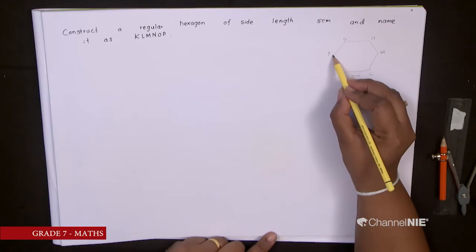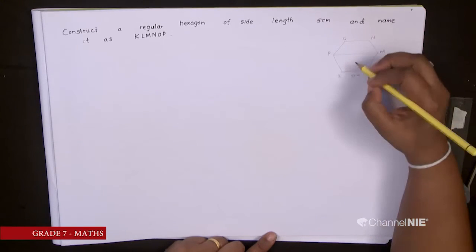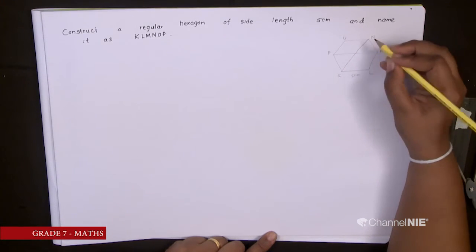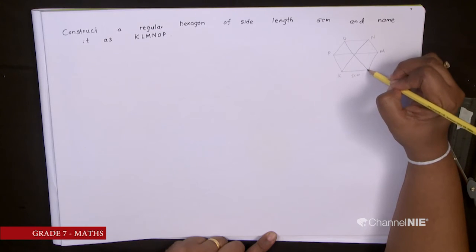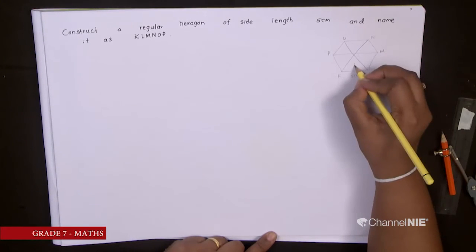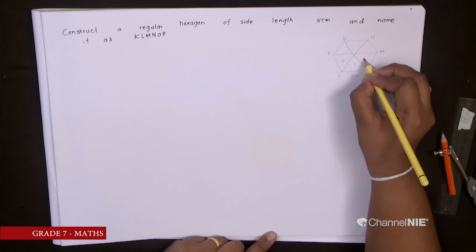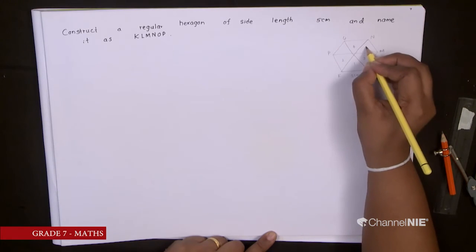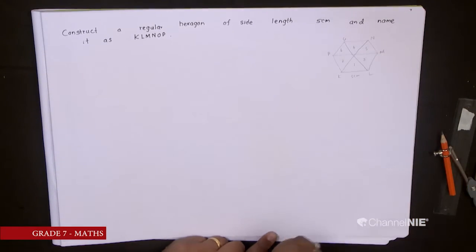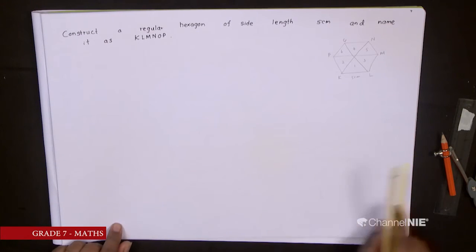So, how to draw equilateral triangles? I can divide it into 6 equilateral triangles. Here I have got triangle 1, 2, 3, 4, 5, 6. I have named it in a different way.